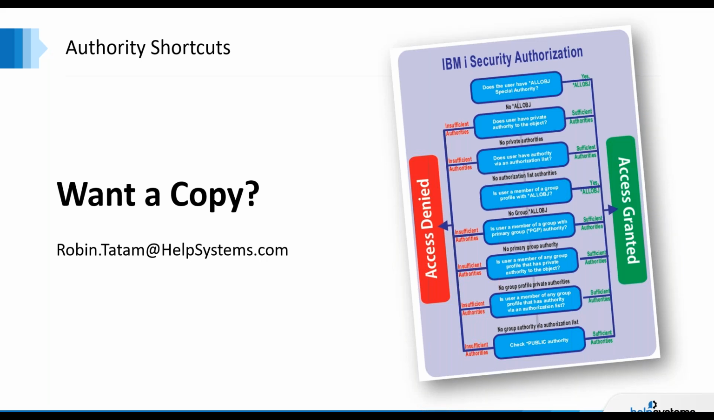Of course, if you're on version 7.3 or later, we also have what's called authority collection, where the operating system will inform us why a user potentially was denied permission, or likewise, why they were granted permission. But this flowchart is a nice visual way of seeing what that is.